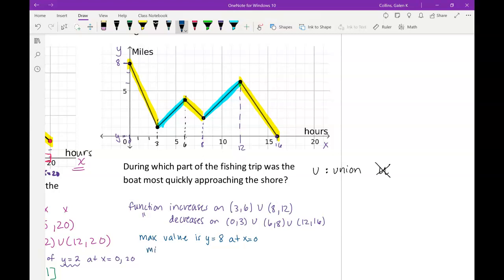And then the minimum, or the least value of y on this interval, is 0. And that only occurs one time at x equals 16. So again, the max and the min are values of y, and the x equals is just the location where those max and mins occur.